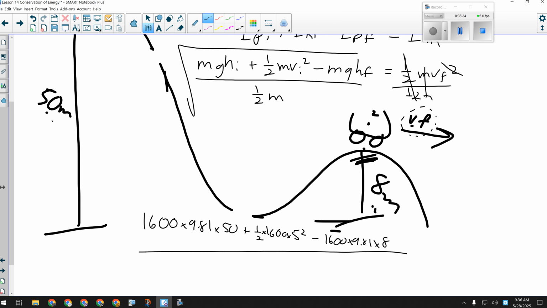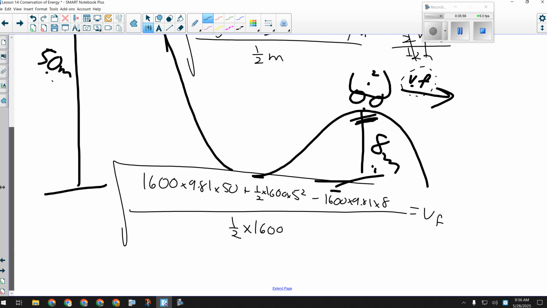And then I'm going to divide all of that by 1/2 times 1,600. Okay, and then I'm going to square root that whole thing. This is probably the trickiest manipulation you have to do in this course: solving for VF in a conservation of energy question. But it's really not that different than what you did with the work energy theory stuff. All right, so now it's just a matter of punching it all in.